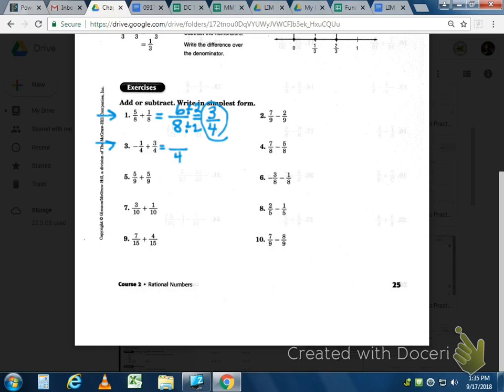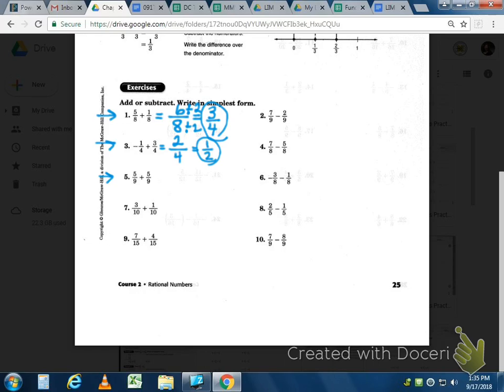If I owe somebody $1 and I find $3 in my pocket, I give them their dollar, and then what's left? Two. So it's 2/4. Now can that reduce to what? 1/2 would be my final answer. Good job.